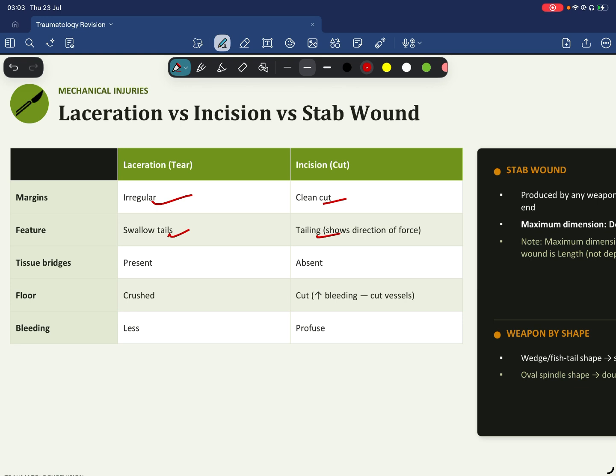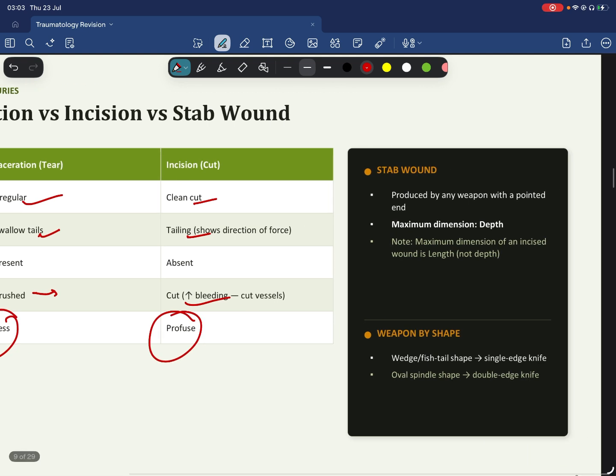Tissue bridges are present in laceration and absent in incision. In laceration, the floor is crushed, so there is less bleeding. In an incision, the floor is cut, which leads to more bleeding. There's less bleeding in laceration and profuse bleeding in incision.